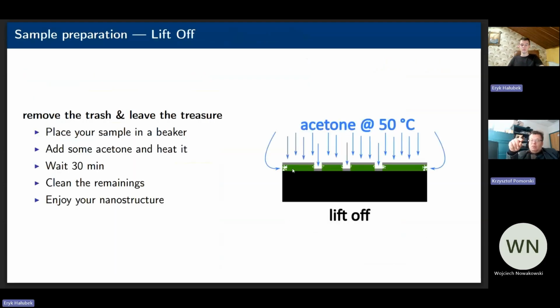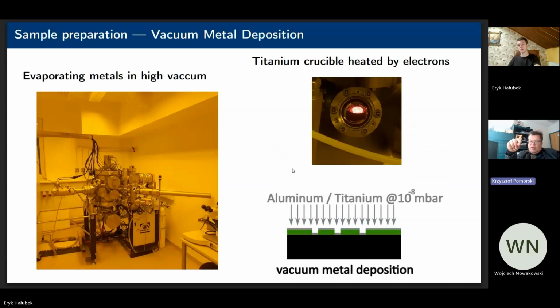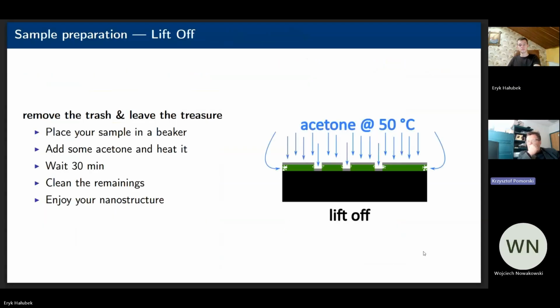Okay, so this black one is the substrate, right? The black one is the substrate, it is silicon, okay, substrate. And the green one is resist. This is resist, okay? Yeah.